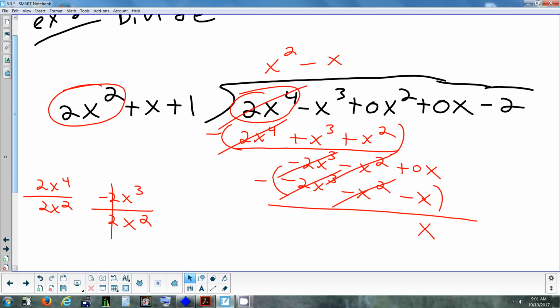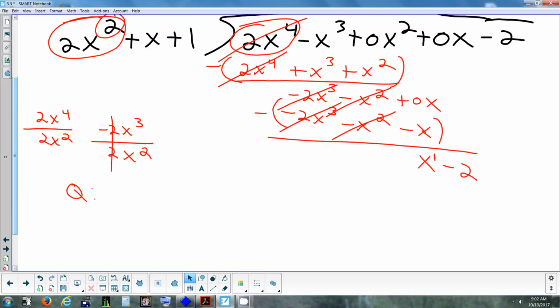Okay. Any question on that? Anything else I'm left with? So that's what we're left with from the calculation, but I also have to do one more thing. Yep. Bring down the -2. Now, can I divide 2x squared into x? No, because that exponent is bigger than that exponent. So now you're done. So your remainder is x minus 2.